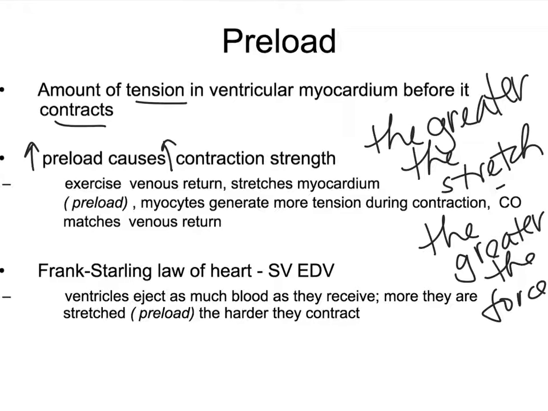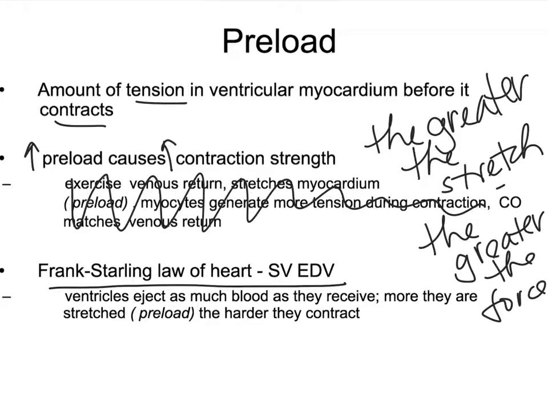Now, don't worry about this. I have this crossed out in my notes, so cross that out. And then the Frank-Starling law. The Frank-Starling law states that ventricles eject as much blood as they receive. So the more they're stretched, the increased preload, the harder they're going to contract. It states that the stroke volume is directly related to the end diastolic volume. I'm not too hung up on that. There are some other more important things that we need to know.